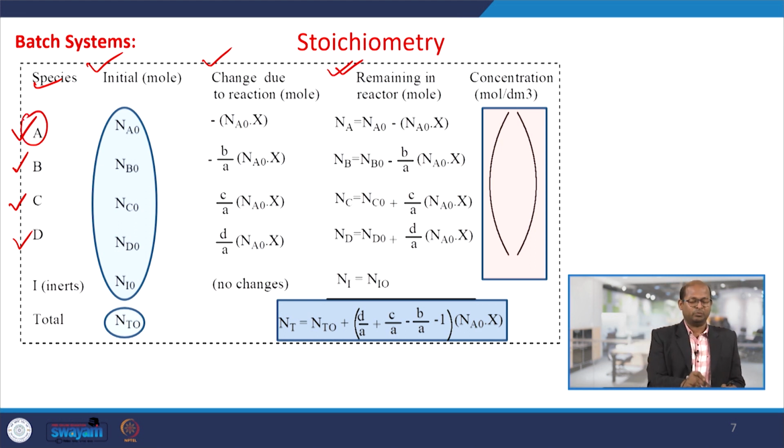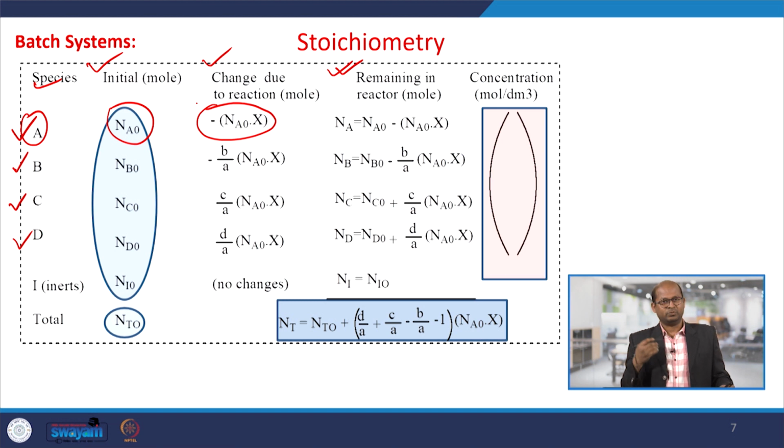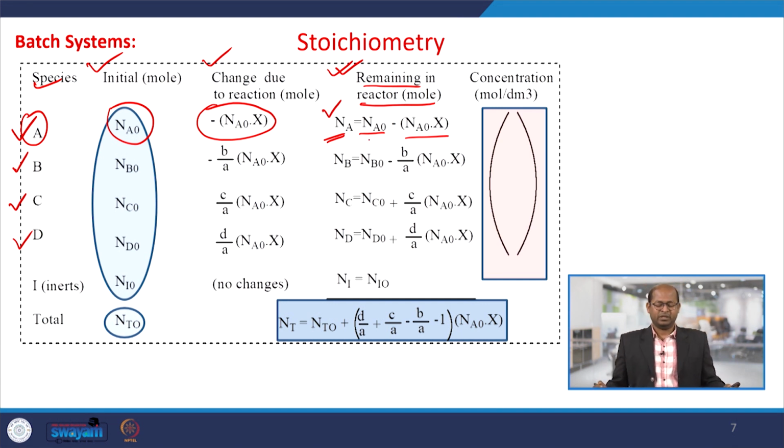So, let us say first component A, initially you have taken Na naught, and then Na naught into x moles of reactant consumed or reacted inside of the reactions, and then the remaining moles of A remains inside of the reactor, that is Na, that is equal to Na naught minus Na naught into x. So, this is the number of moles remaining inside of the reactor.